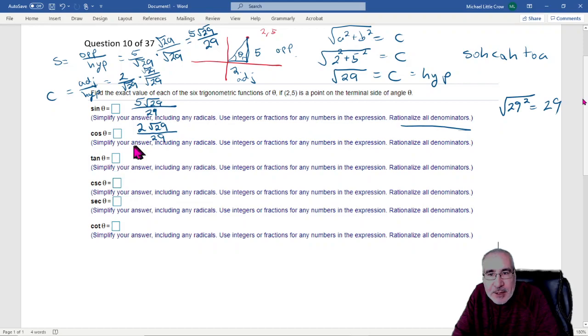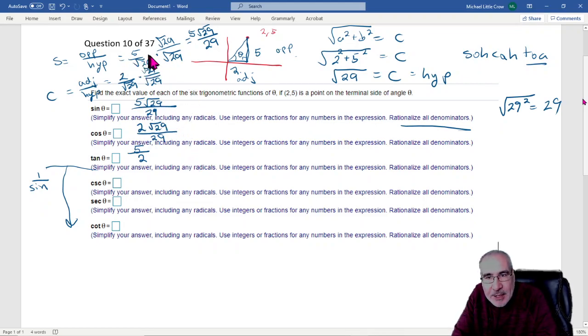Tangent, a little bit easier. It's the sine over the cosine. Or we could just say, if we look at this one, it's going to be the opposite over adjacent, so 5 over 2. It's a lot easier. Didn't even have to use a square root here. 5 over 2. And then again, these ones down here are all reciprocal functions. So cosecant is 1 over the sine. So you just do the reciprocal.